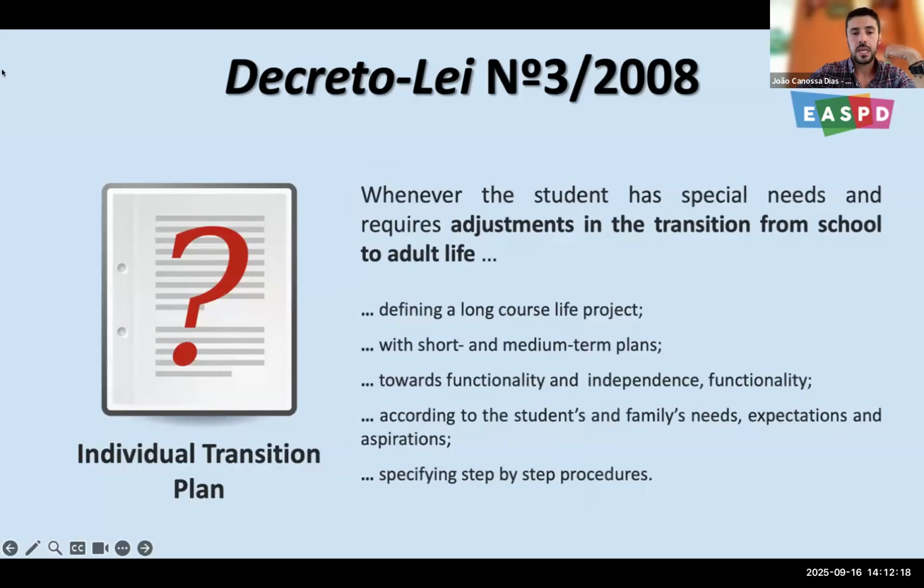This is also very important, and we keep this to date, the individual transition plan as students approach the end of their mandatory educational process. There's a transition plan that's supposed to support them defining their life course project with short and medium terms and making this transition step by step for a life after school.